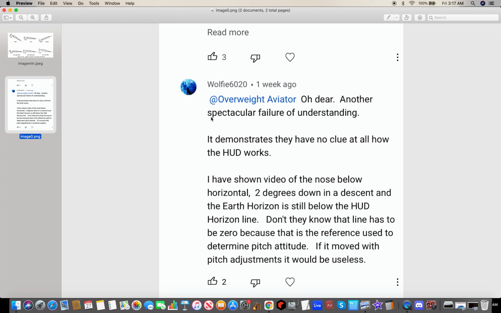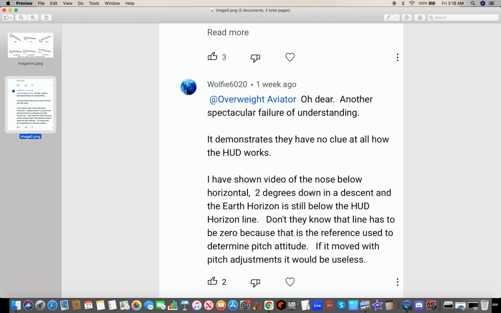So they're saying, oh dear, another spectacular failure of understanding. It's about me, actually. It demonstrates they have no clue at all how the HUD works, right? This is Wolfie writing this. I have shown video of the nose below horizontal, 2 degrees down in a descent. That's the part, right? So 2 degrees down is a descent, right? And the argument he makes after that is about the HUD. That's a separate thing. I'll maybe make another video on that. It's just something he doesn't understand. I already sent him a message about that.